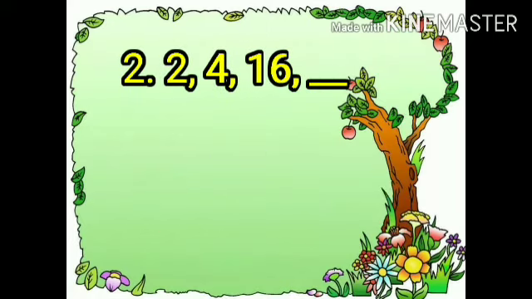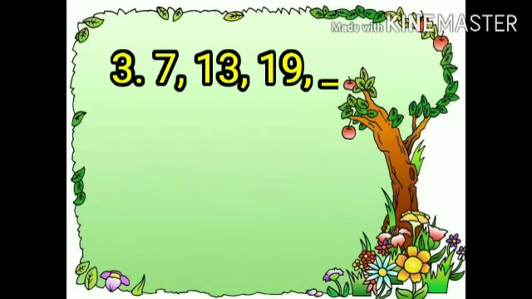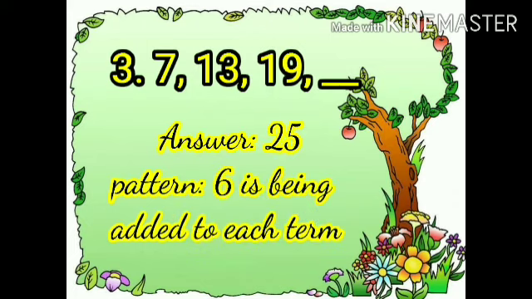Number 2, 2, 4, 16. The next term is 32. Each term is multiplied to itself. Number 3, 7, 13, 19. The next term is 25. 6 is being added to each term.